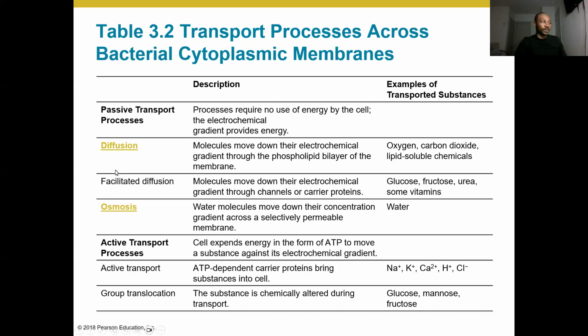Again, this goes over diffusion versus osmosis. Diffusion is movement down their gradient. And again, you can have these lipid-soluble molecules that will move straight through a cell membrane because the cell membrane is lipid, non-polar.